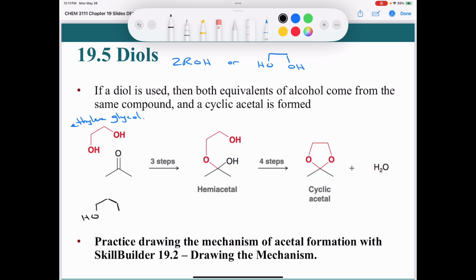And sometimes, instead of using ethylene glycol, chemists will use 1,3-propanediol. In that case, you would end up with a cyclic acetal as well. I'll just scribble it in here. But then you'd have 1, 2, 3 carbons in your bridge like that.